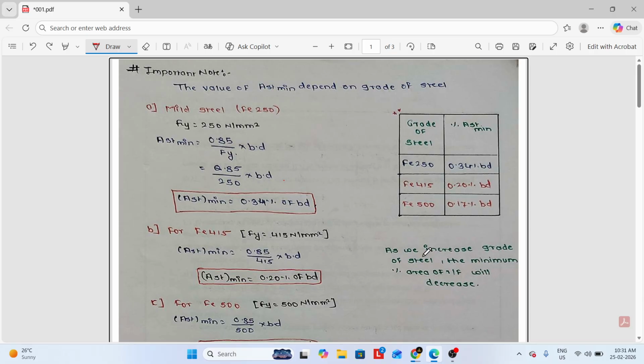Today we are going to continue our subject RCC. Here we will discuss some important notes and assumptions in reinforced concrete.